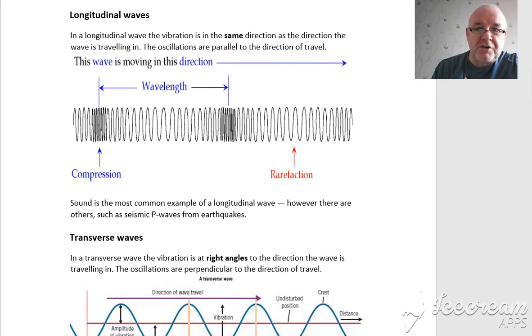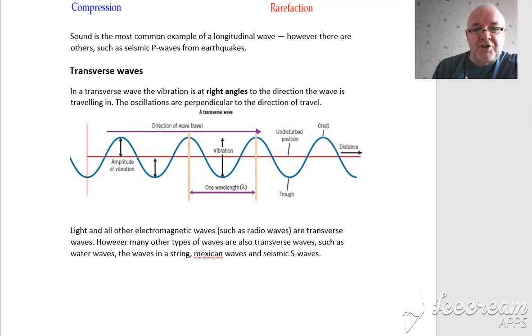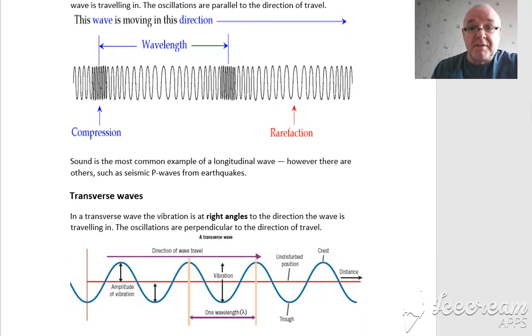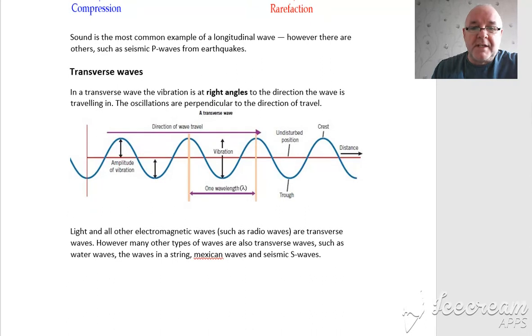First one is called a longitudinal wave. A longitudinal wave, if the direction is along here, the wave vibrates to and fro along that direction. It's like a wave in a spring or something like that. And a good example of that, by the way, would be a sound wave. A sound wave is longitudinal. The other one is transverse waves.